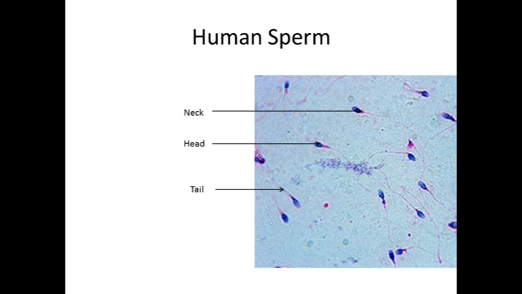For the human sperm, you only need to know three things, which is pretty self-explanatory, but I'll also go over it. First is the head, then next is the neck, which is a little bit thicker than the tail, and the tail helps propel the sperm forward.